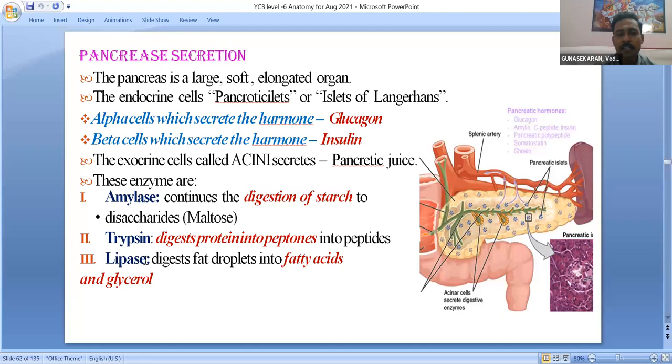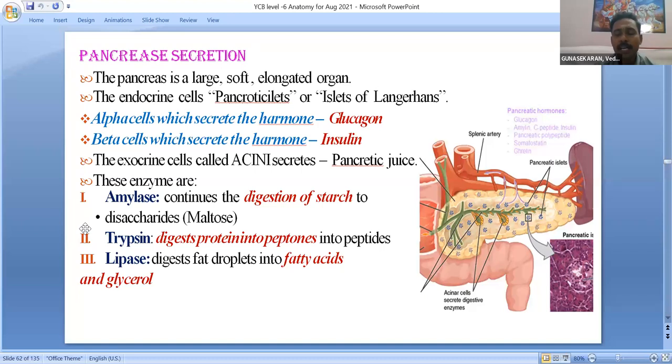These enzymes act as catalysts. Catalyst means the substance increases the chemical reaction, but it is not directly involved in the reaction. It just gives the speed. This is how enzymes work in a chemical reaction: amylase, lipase, like these enzymes. Enzymes are secreted by exocrine glands. Hormones are secreted by endocrine glands. The exocrine glands have a duct, while the endocrine glands do not have any duct.